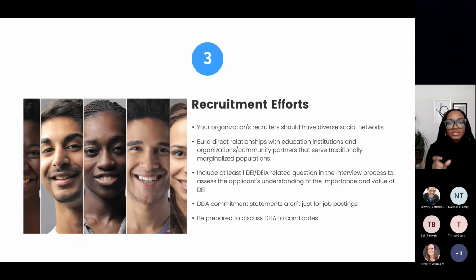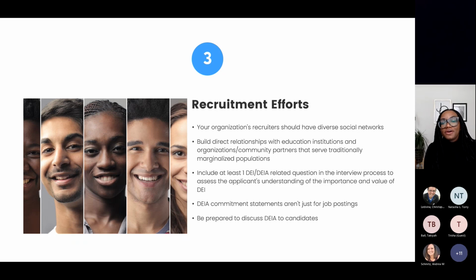Also, build direct relationships with education institutions and organizations and community partners that serve traditionally marginalized populations. This is really important because I know that a lot of software that recruiters use works with organizations kind of like a third party setup, but you can also still build those connections directly with those institutions yourself.